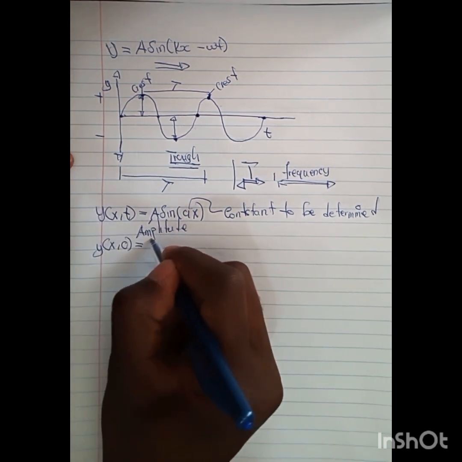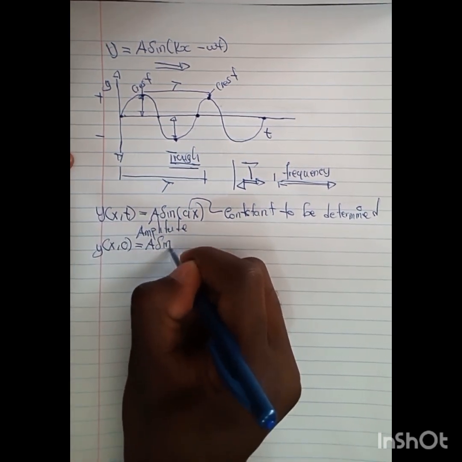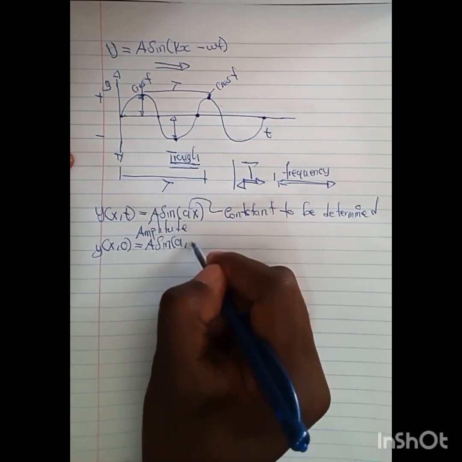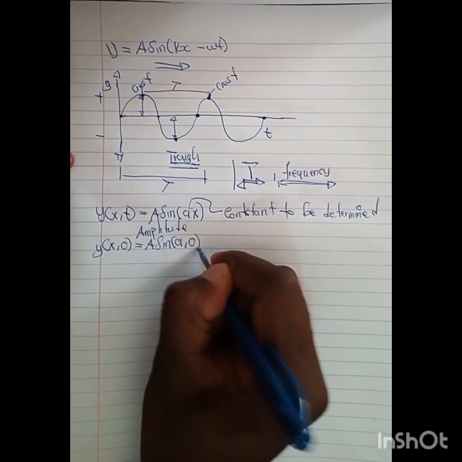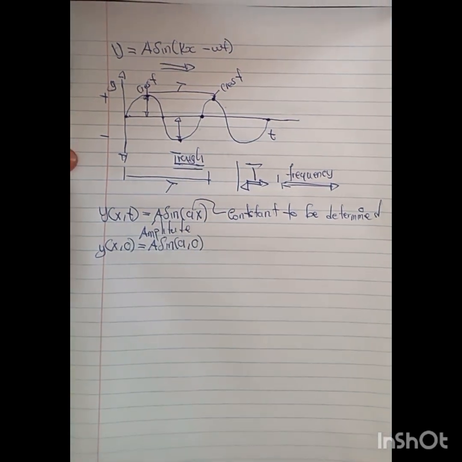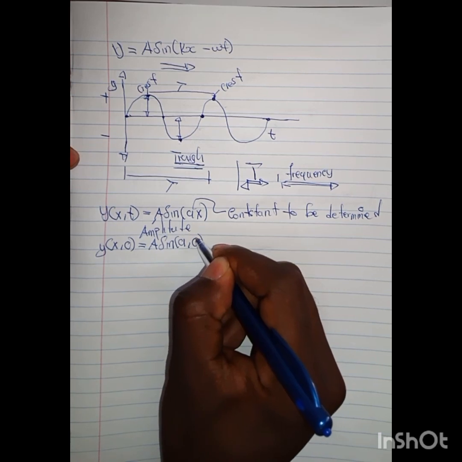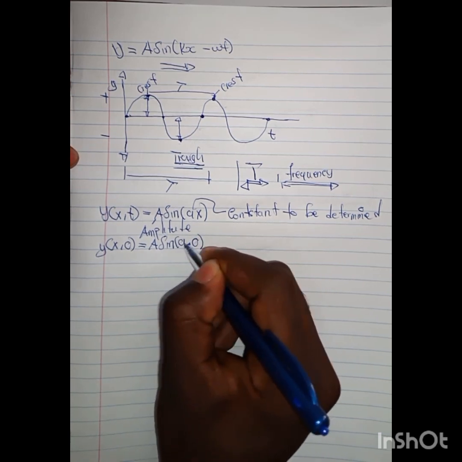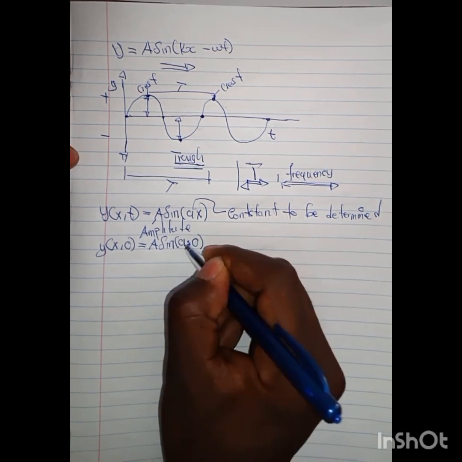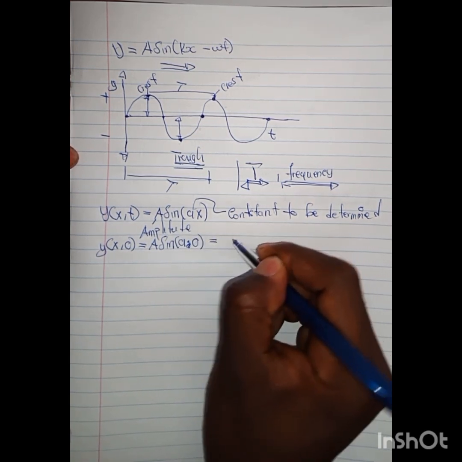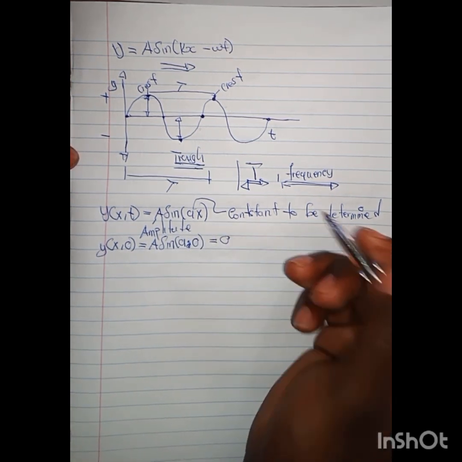This is what we have: a sine of a, then x will be what? Will be 0. All right. So this is what we have for now. Because we have a 0 here, 0 multiplied by a, we are going to have what? The sine of 0. And the sine of 0 is nothing but a 0 like that.